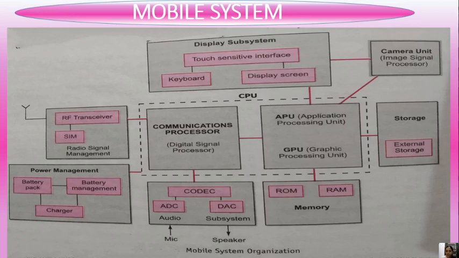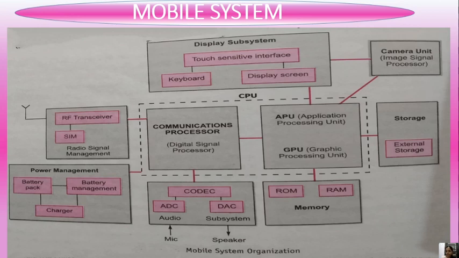And in the left side you can see there is an RF transceiver and SIM, subscriber identity module. You all are aware about this word SIM, and you all have SIMs in your mobile phones. So this is the left side part. You can see SIM is attached there, and below that there is written power management. It is related to your battery pack and battery management, and the charger is written there. So this part is related to battery.